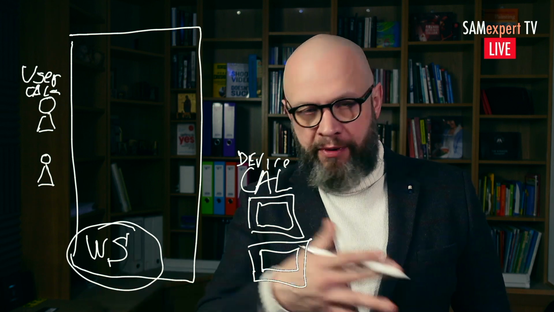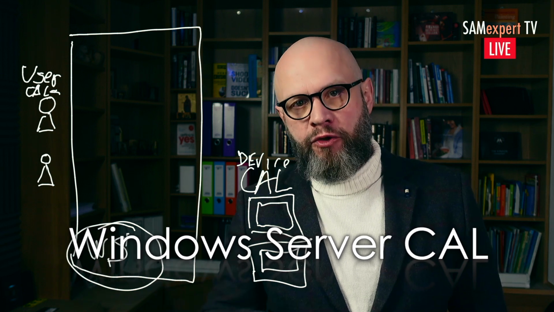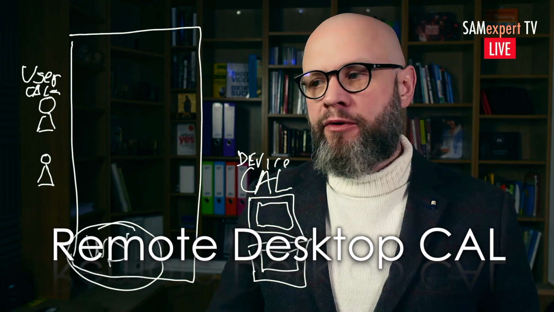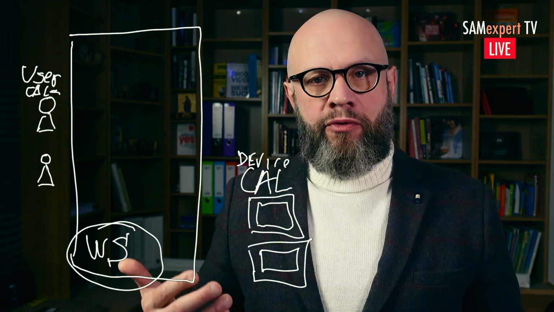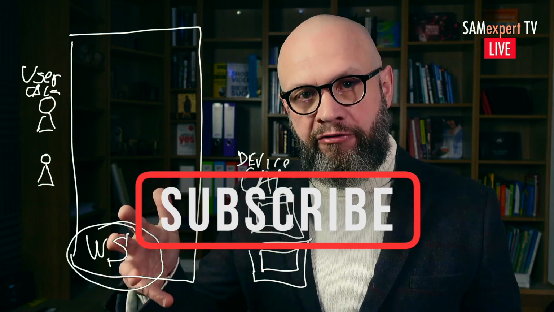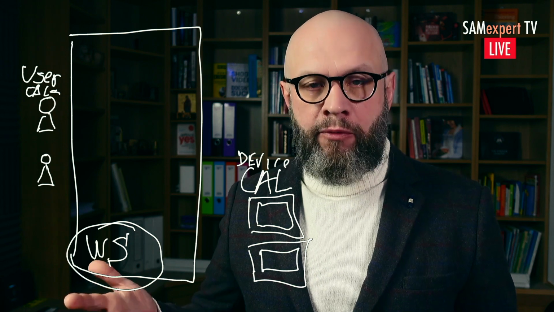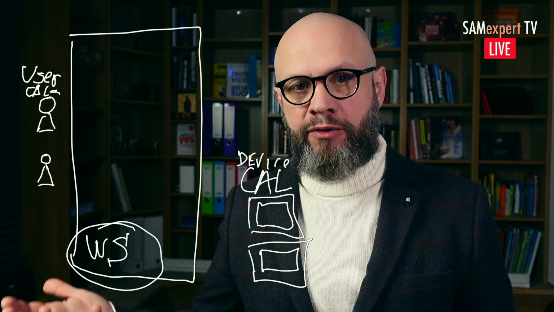There are two types of CALs with Windows Server. One is just to use the basic Windows Server functionality. The other one, that always requires the first one as well, is the so-called remote desktop. If you run Windows Server and you want to host a graphical interface for your employees or your partners or sometimes even customers, you need to license every endpoint, either devices or users, with RDS, Remote Desktop Services CALs, client access licenses, in addition to just Windows CALs.